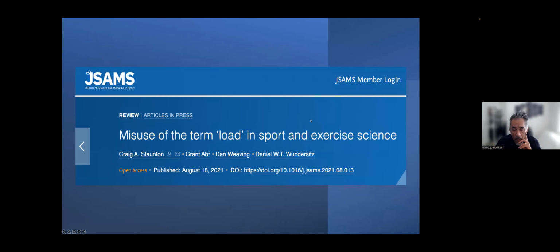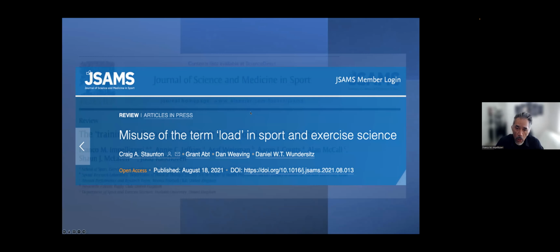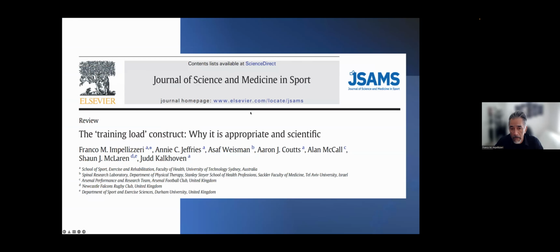As I said, there's some confusion in terms of definitions. This was a paper published in the Journal of Science and Medicine in Sport in 2021 by Stoughton and co-authors. I show you this because the paper that came out two days ago is not really a rebuttal, it's more a different opinion. Let's interpret it as a different opinion. I won't spend time on the debate. I will focus on the contents of our paper.